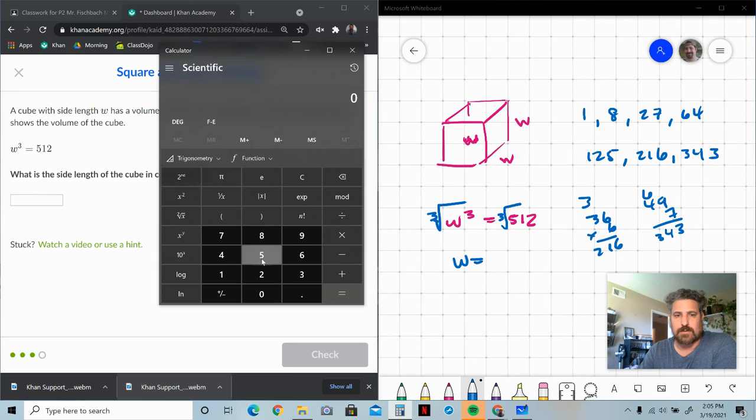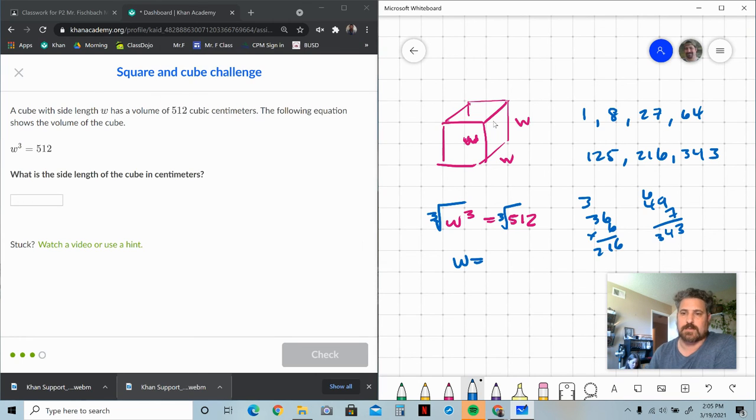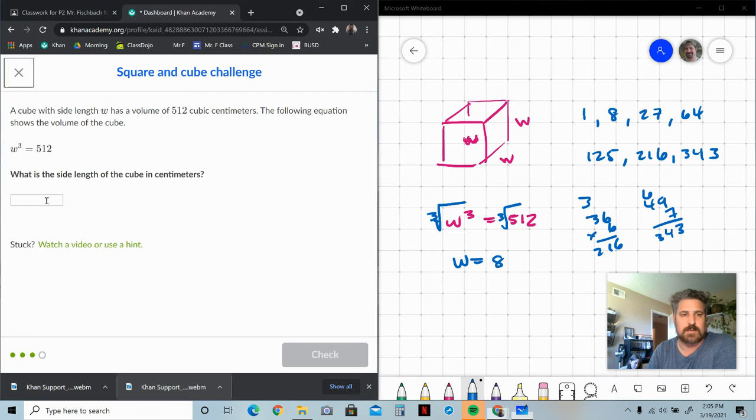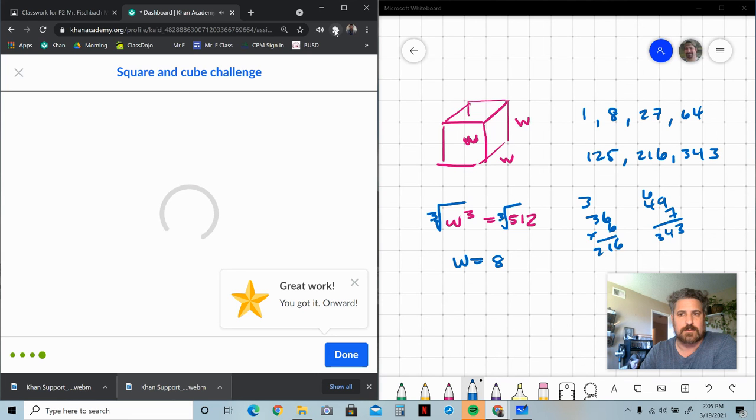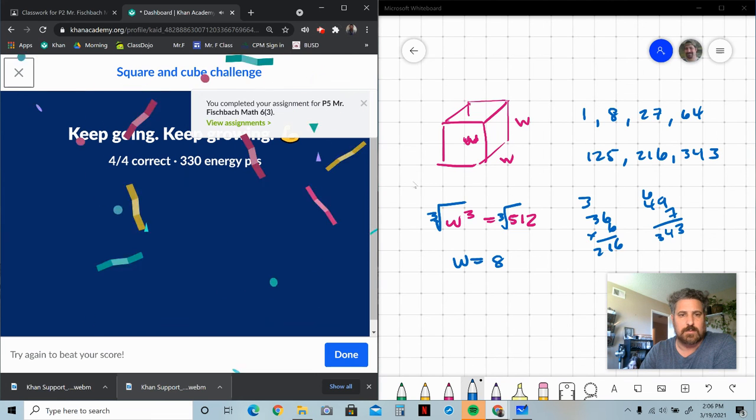So let's see what happens here. We've got 8 times 8 times 8. That's 512. Oh, there you go. It does work. 8 times 8 times 8 will work nicely. So that's going to be 8. So this is going to be a positive root, so it's going to be positive 8. So the side length is 8. And that's that. So hopefully that makes sense. We're good to go. Let me stop this.